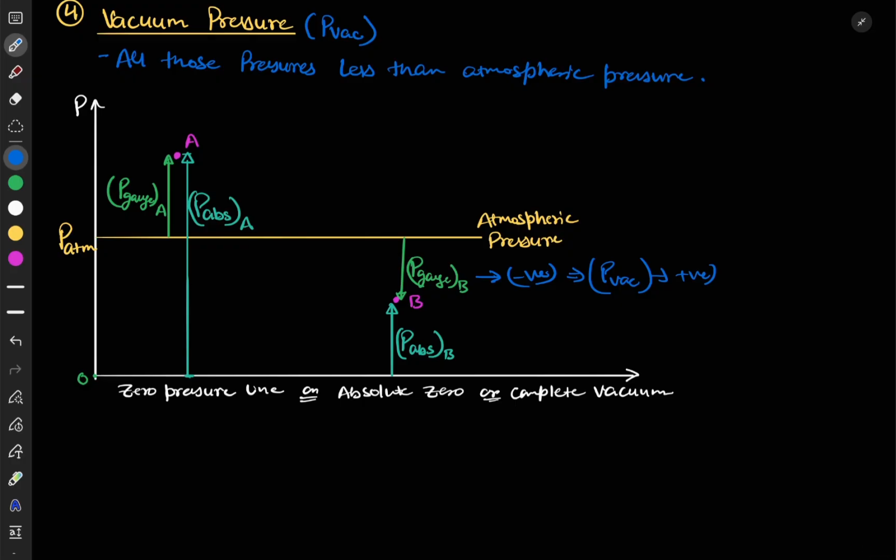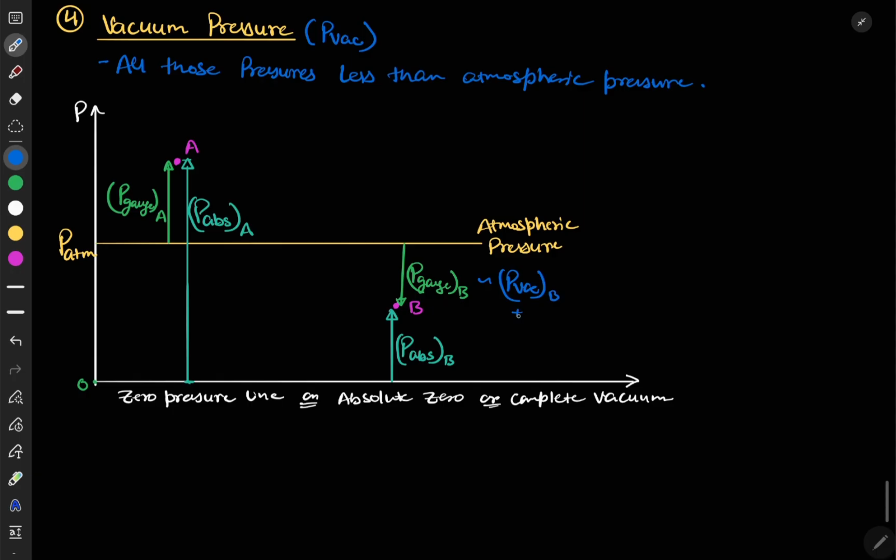Okay, let me remove these things here now. This will also be a P vacuum at B. But P gauge will be negative, P vacuum will be positive. This term here will be positive, this term here will be negative.